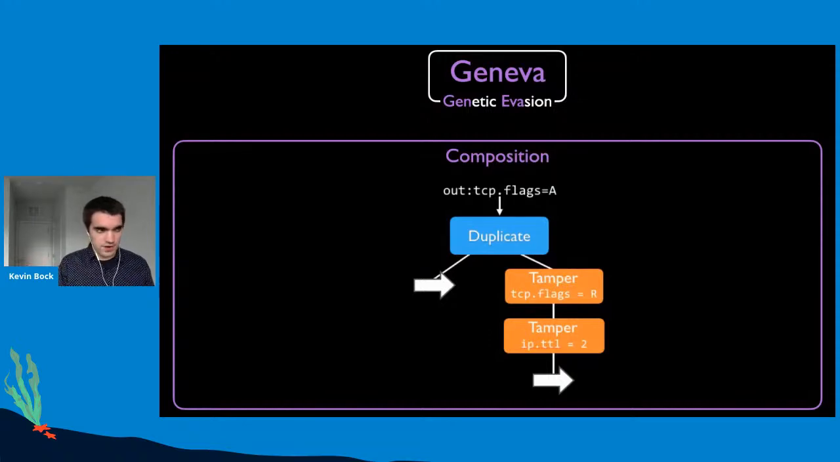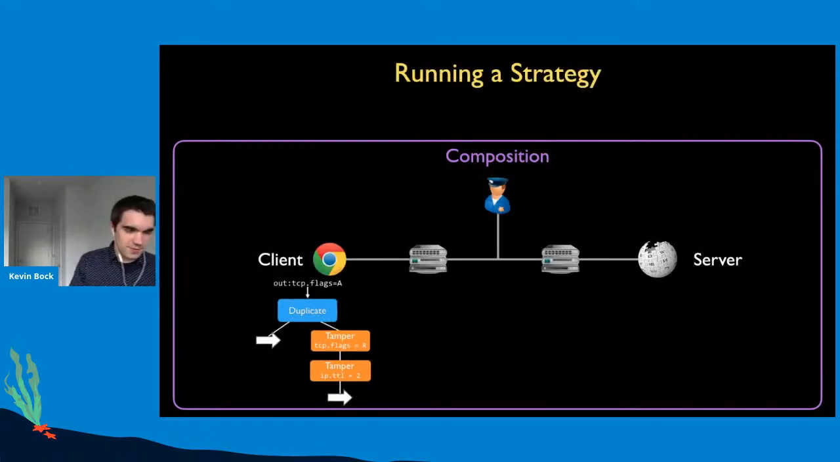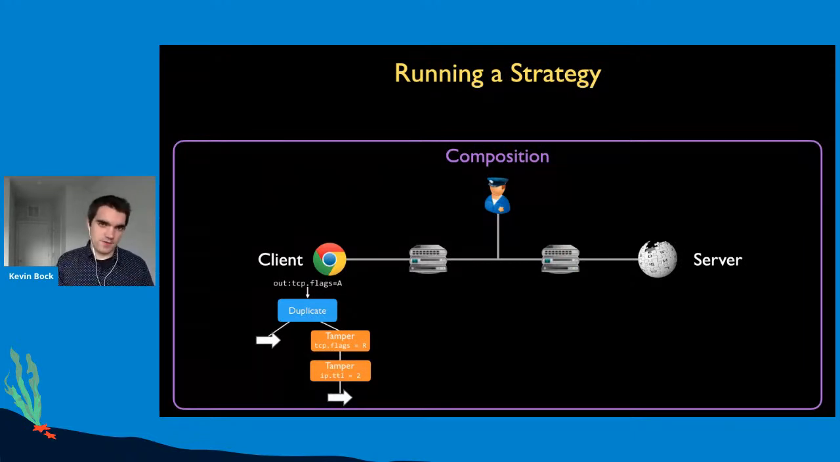So let's see what this will look like in practice. So here, once again, we have our intrepid client trying to make a forbidden request to a server. And it's about to finish the three-way handshake. So what's going to happen is Geneva is going to see this outbound packet, and it's going to see that it matches one of our triggers, and it's going to pull it into the tree. At this point, the packet is duplicated. Again, to the left side, we don't do anything. To the right side, it's tampered, and we change the flags to reset, change the TTL to 2, and then we do an in-order traversal of the leaves, and we send the packets that emerge. So we send this one first, off it goes, and then we send this one.